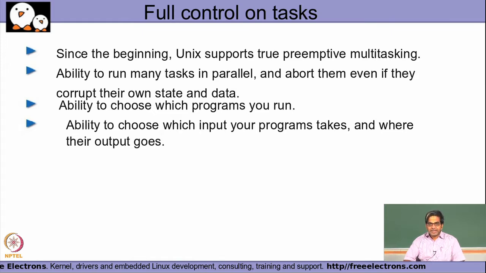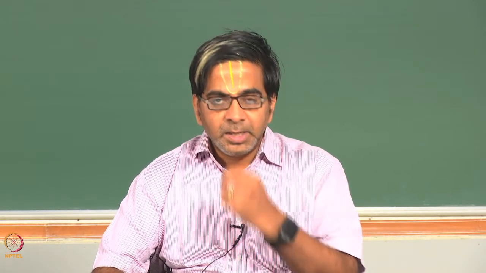Now, what exactly do we mean by true preemptive multitasking? We will do a quick recap. Multitasking is a mechanism by which the system is able to run tasks independently, and multiple tasks can run at the same time. Preemptive means that the system is not going to allow one task to wait for a long period just because another task has been running for a certain amount of time.